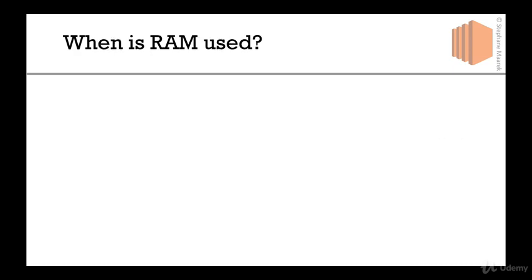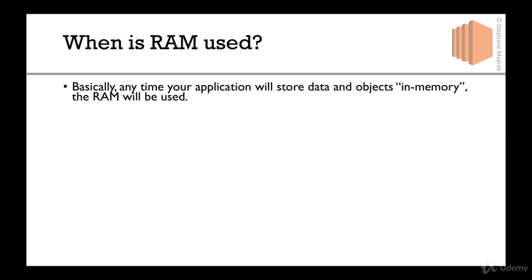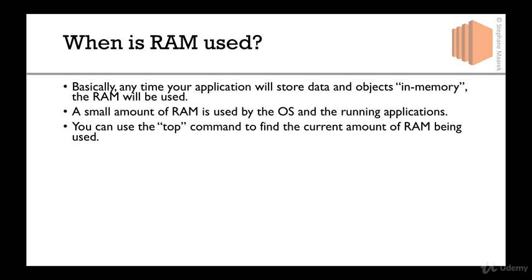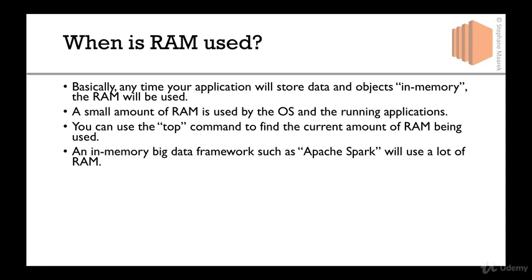So when is the RAM used? Basically, anytime your application will store data in memory, the RAM will be used. So, for example, a small amount of RAM is used by the OS and the running applications. There's the top command, and I'll show it to you very soon, to find the current amount of RAM being used. And, to give you a concrete example, Apache Spark, which is a big data framework, does a lot of in-memory computation, so it requires a lot of RAM.